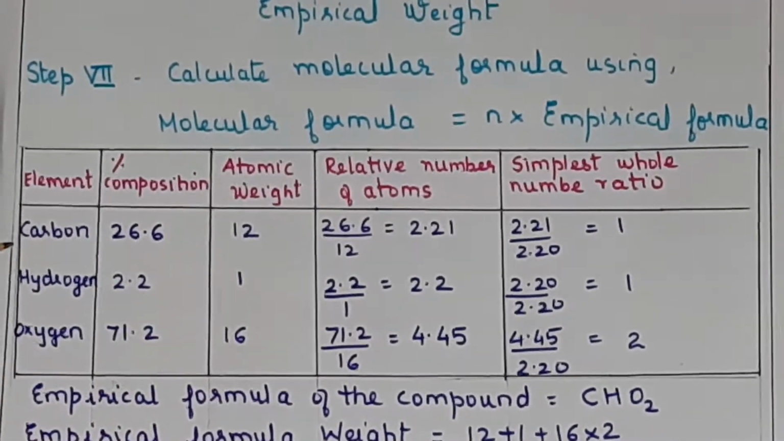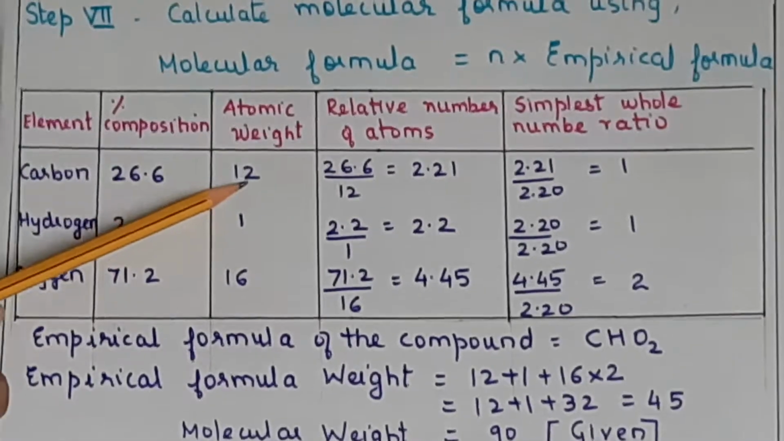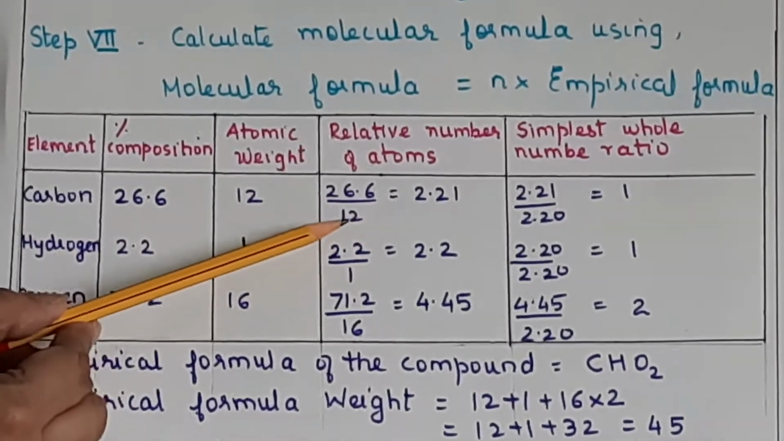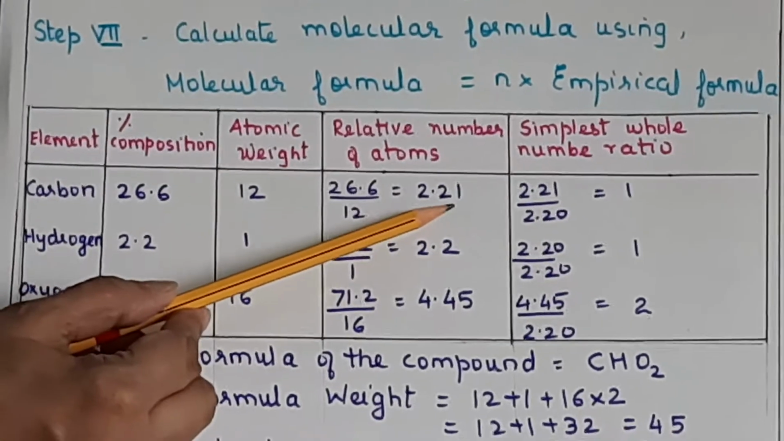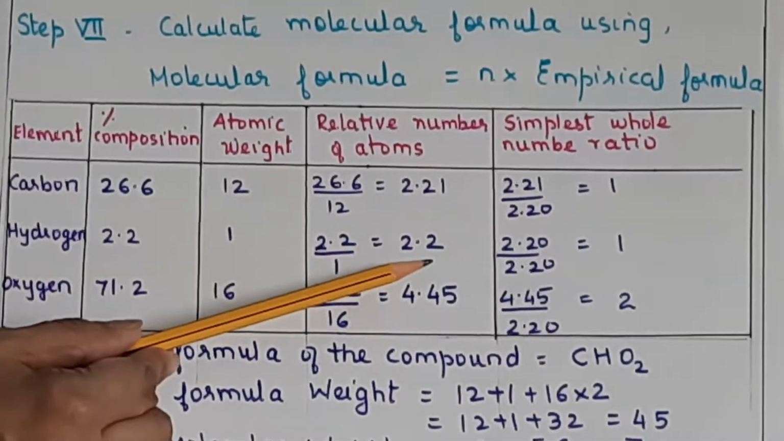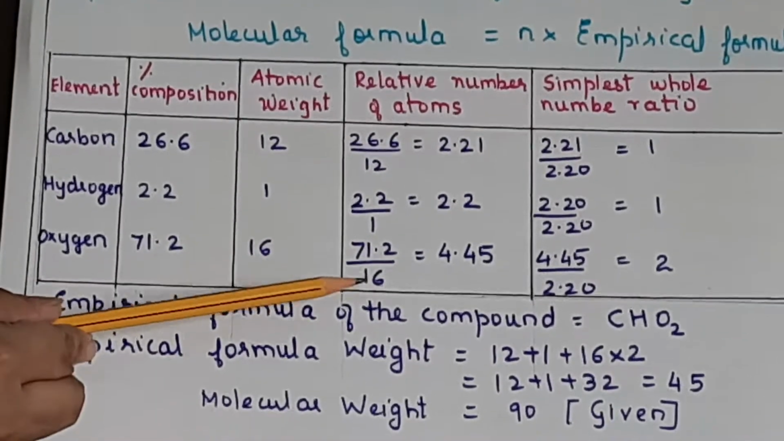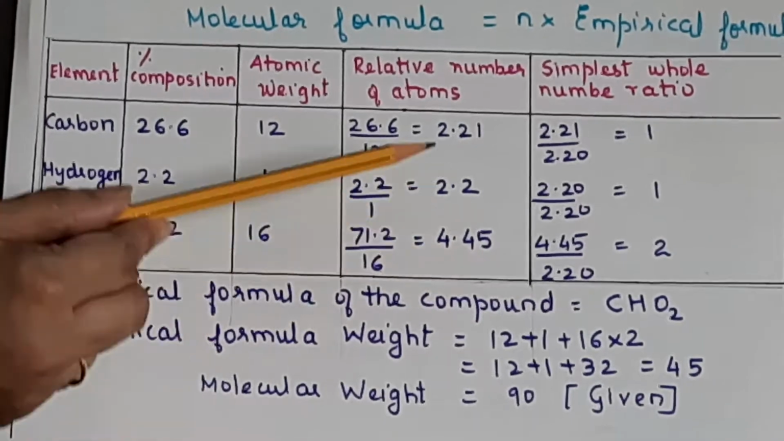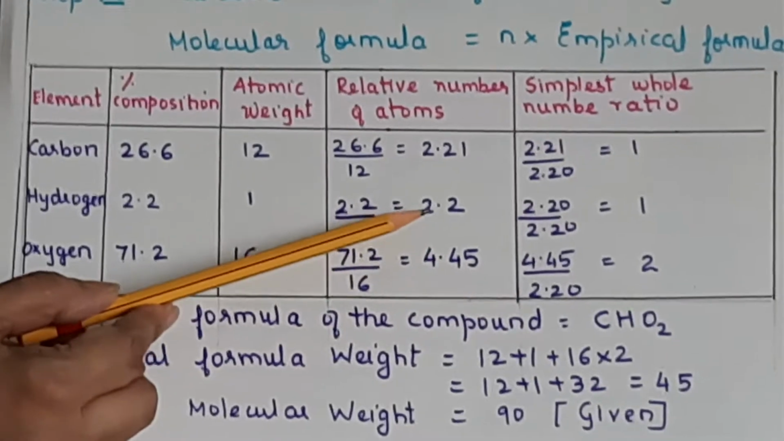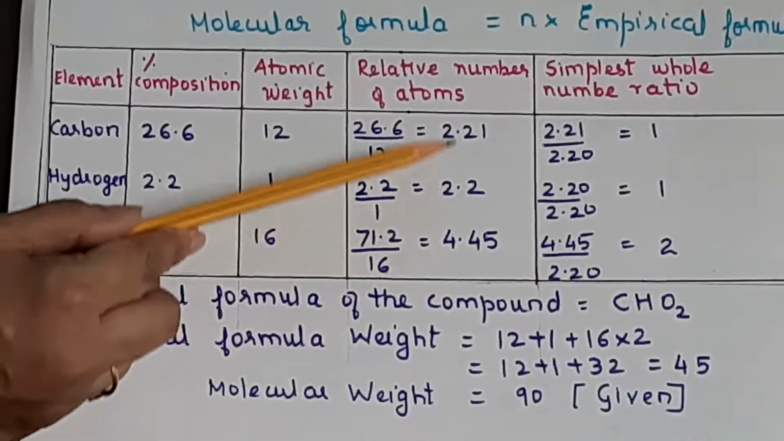Okay. So element is carbon now. Percent composition is given to you, 26.6. Atomic weight is given to you. Now divide percent composition by atomic weight. So 26.6 divided by 12, that will give you 2.21. Okay. Then hydrogen 2.2, atomic weight 1, divide it, you get this. Oxygen 71.2, divide by 16 is the atomic weight. Okay, so you get 4.45. So these are the relative number of atoms. Now out of these three, which is the smallest? Yes, very good. 2.20 is the smallest. So you will divide 2.20 by for all these.